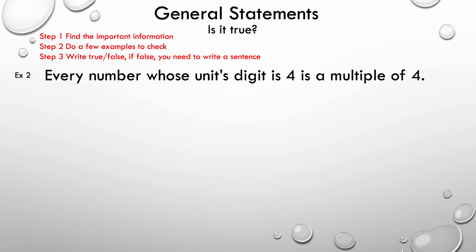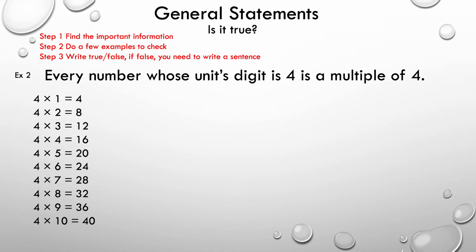So let's take a look at example 2. Every number whose units digit is 4 is a multiple of 4. So what's the important information here? Units digit and multiple of 4. Let's write down the multiples of 4. And once again, pick any random number. In this particular case, I'm going to pick 24. But once again, you have to prove why 24 is or is not a multiple of 4. So we can say 24 is 4 times 6, which is 24. So therefore, 24 is a multiple of 4.